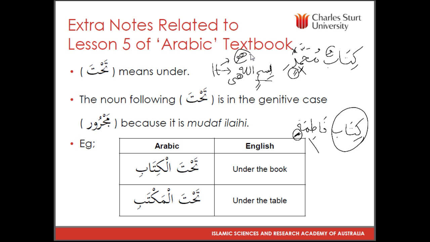There are several questions relevant to this conversation. First one, it says Ajib anil as'ilatil atiyati. Answer the following questions. Ajib means answer. Anil as'ilatil atiyati. Following, as'ila is questions. Ayna kitabu Muhammadin? Where is Muhammad's book? Conversation. What is the answer?